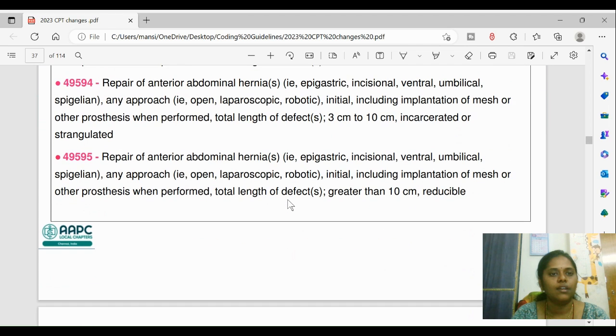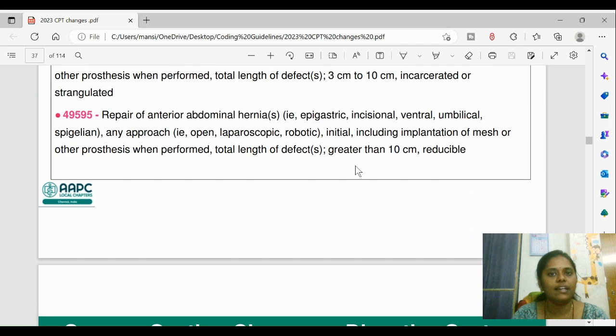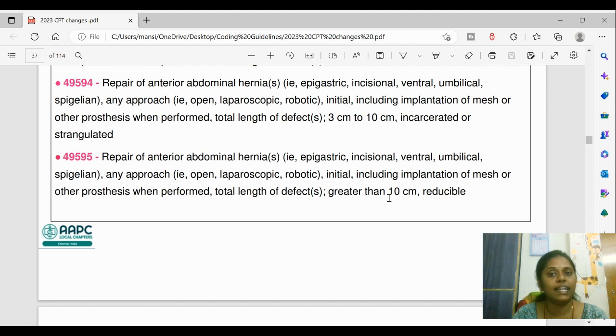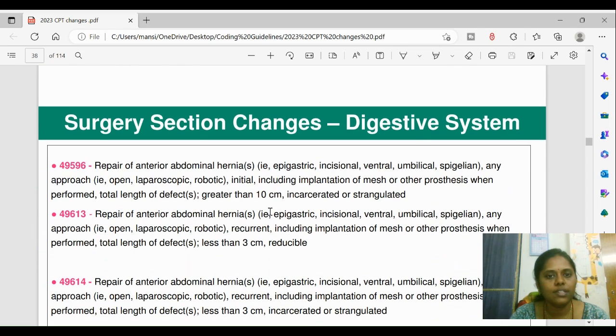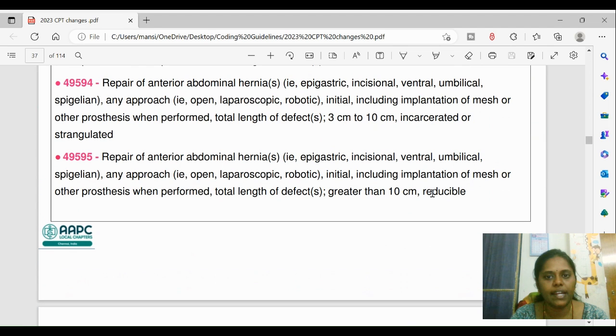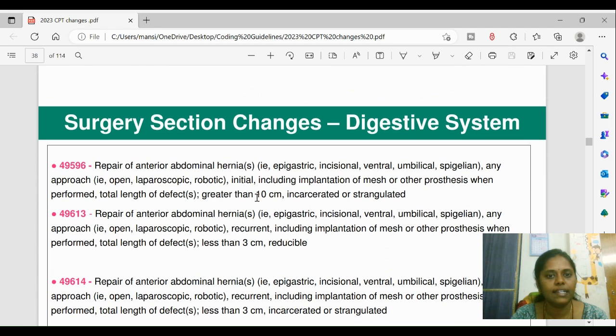Okay, then here, see, length of the defect is greater than 10 centimeters, so we have a separate set of codes based on the length of the defect. When length of the defect is given, initial or recurrent, then reducible or incarcerated or strangulated, based on that we have different sets of hernia repair codes. Here also the same thing. Here it is greater than 10 centimeters reducible, and here it is greater than 10 centimeters incarcerated or strangulated.